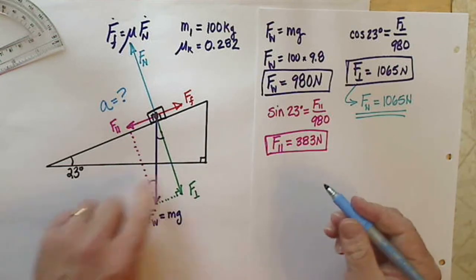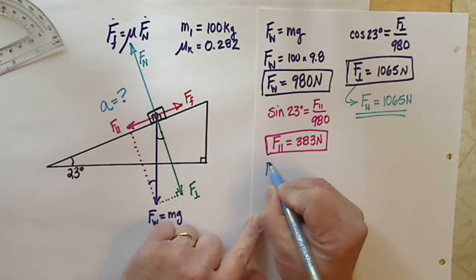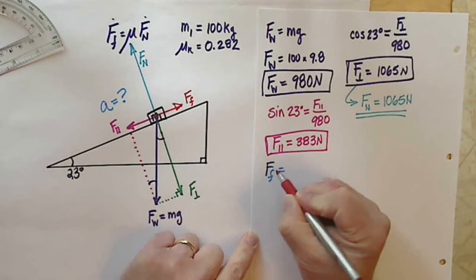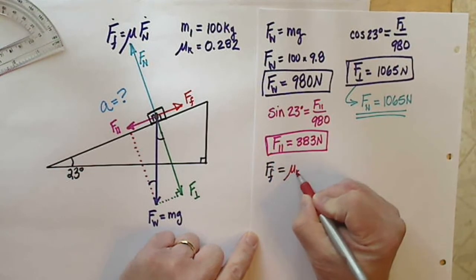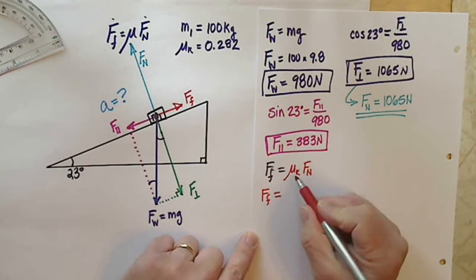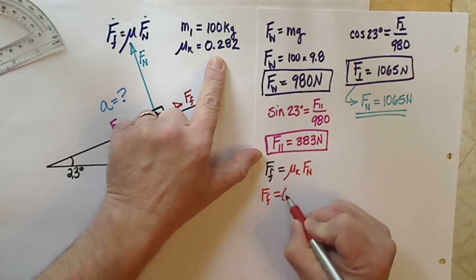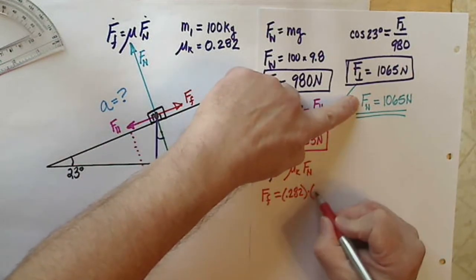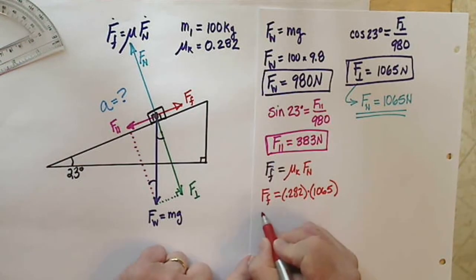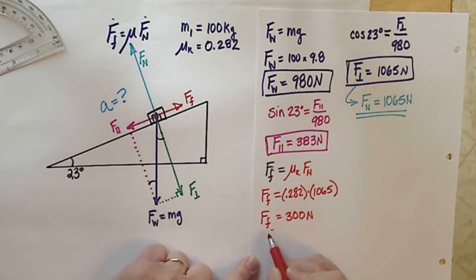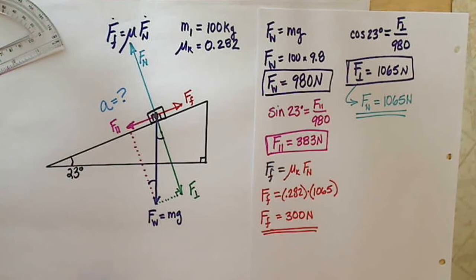So that means we're going to have to calculate the force of friction. And we have that formula right over here. So we're going to rewrite it down here. Force of friction is equal to, I'm sorry, I meant to do that in red. Kind of color coordinate here. The force of friction is equal to the coefficient of kinetic friction times the force normal. So our force of friction is going to be equal to coefficient of friction, which is 0.282 multiplied by the force normal, which we just found right there, 1,065. And when you calculate that out, we find out that our force of friction rounded up is 300 newtons on the button. Okay, 300 newtons.